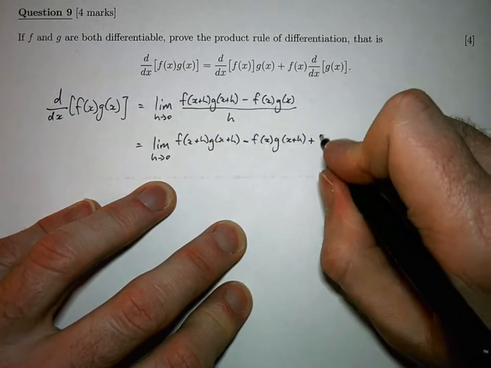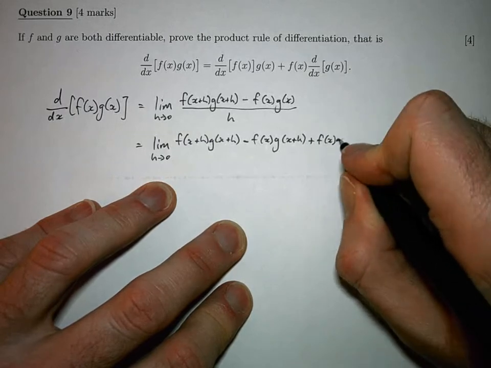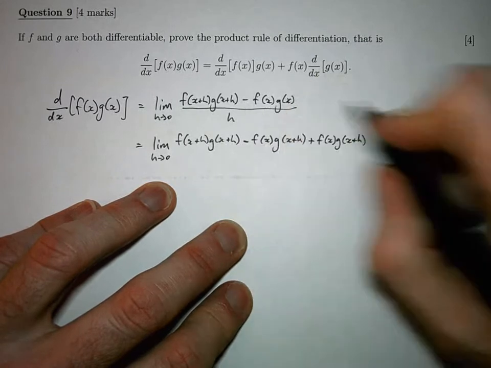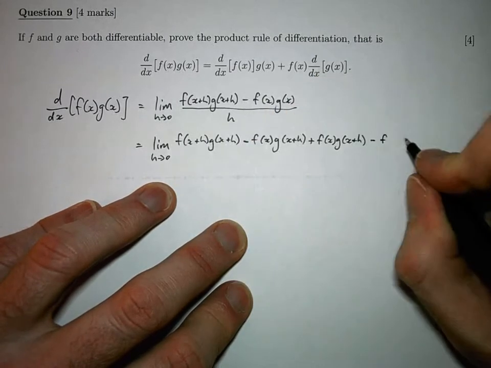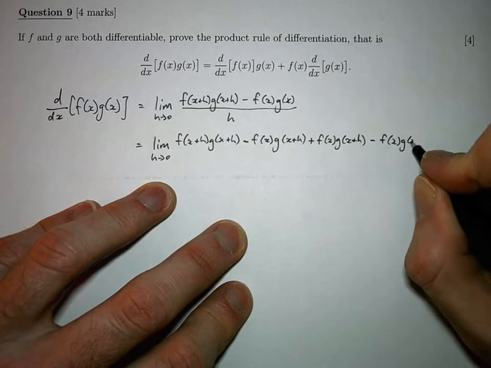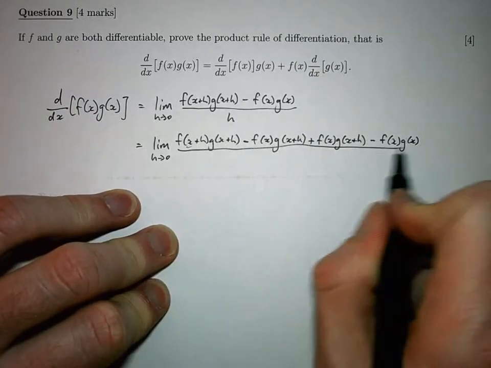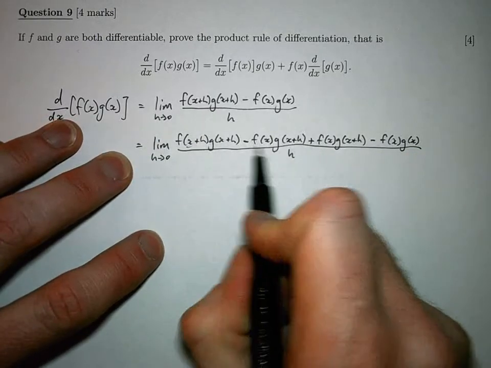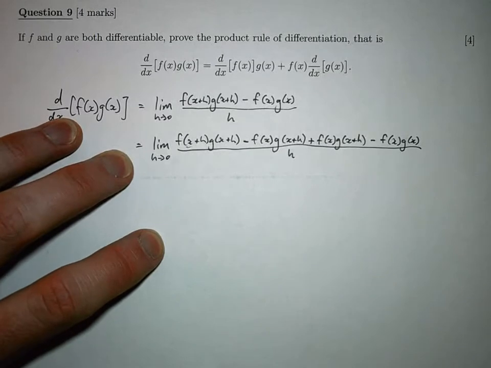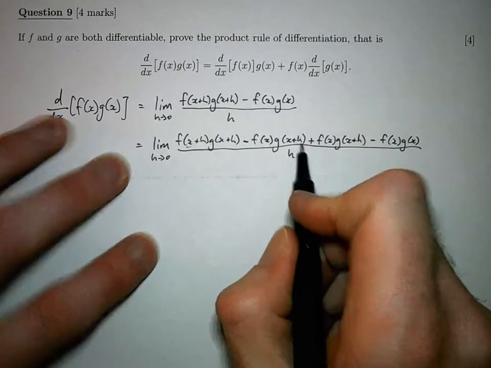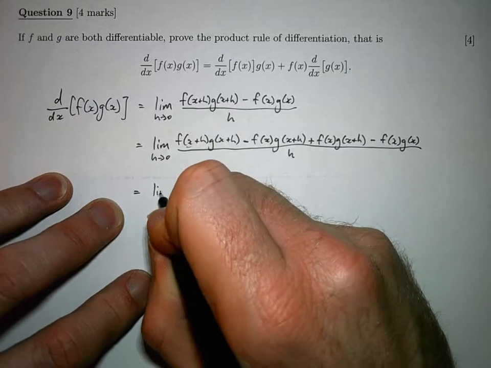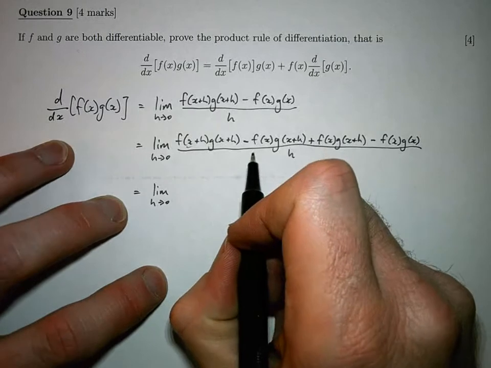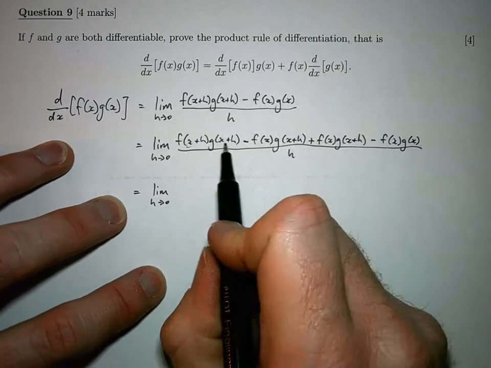So we've subtracted that, we need to add it again. So plus f of x, g of x plus h, and then finally minus f of x, g of x, and it's all still over h. Okay, so we haven't changed anything. We still have this as equal to, because we subtracted something and then we added back exactly the same thing, f of x, g of x plus h. Now we've cleverly done that so that we can factorize out common factors.